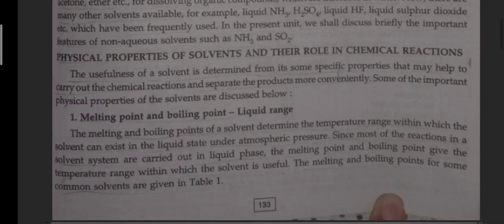The usefulness of a solvent is determined from some specific properties that may help to carry out the chemical reaction and separate the product more conveniently. Some of the important physical properties of the solvents are discussed below. First is melting point and boiling point, that is liquid range.